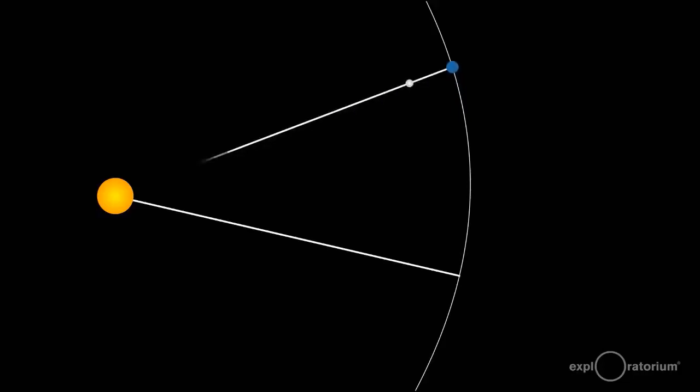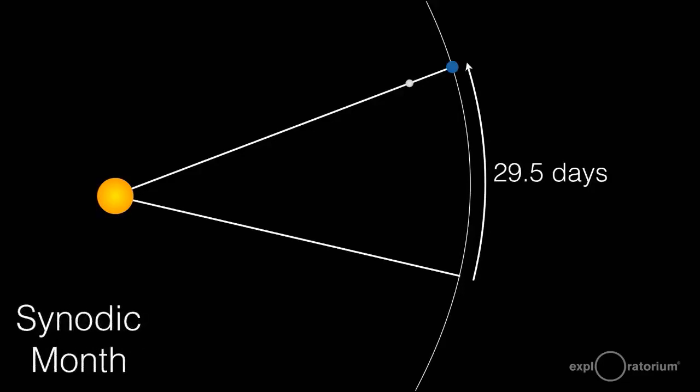2 more days. Now, the moon and the sun are both lined up in the sky, and that is from full moon to full moon. It takes 29.5 days, and that's kind of what our months are based on, 29.5 days. And that is called the synodic month.